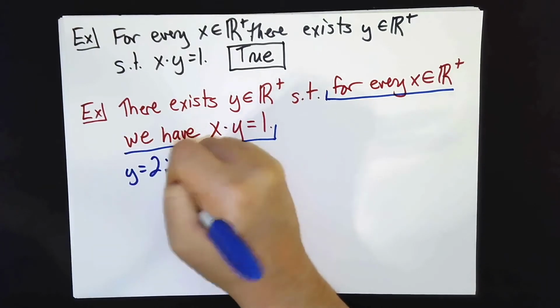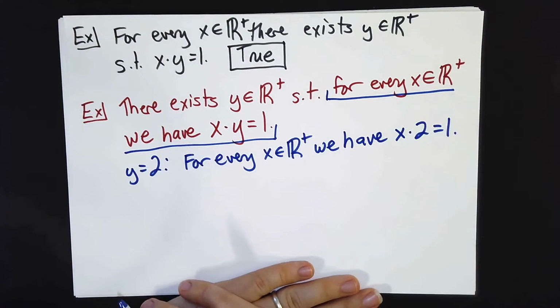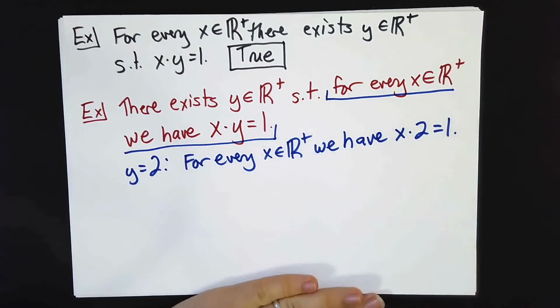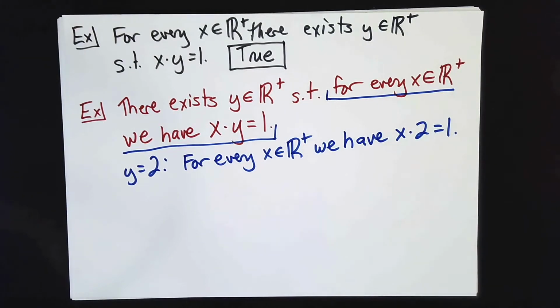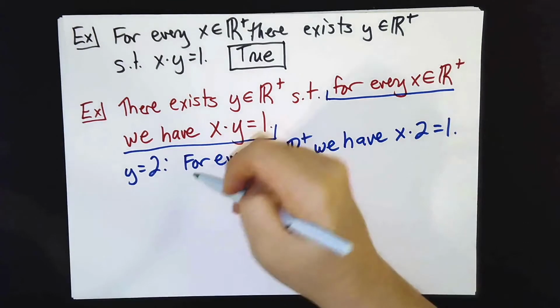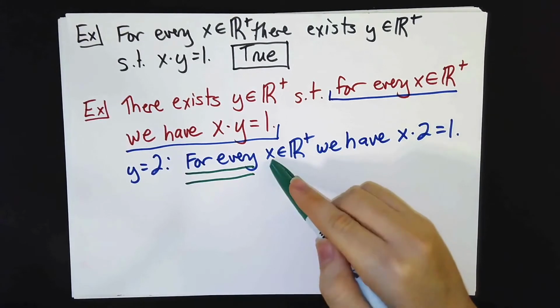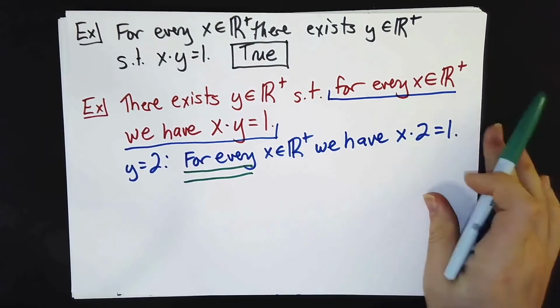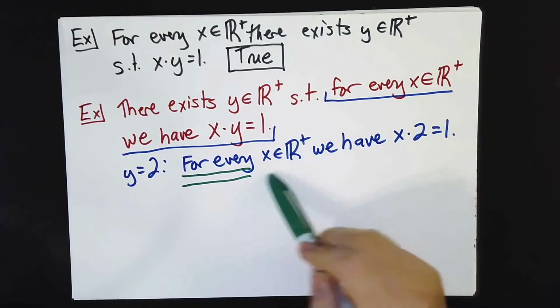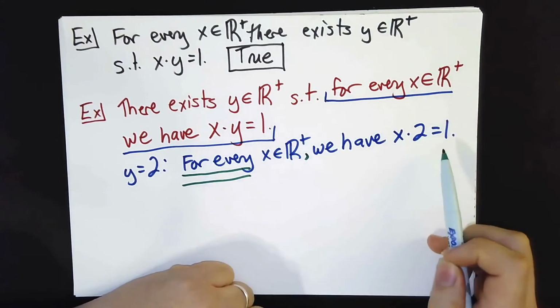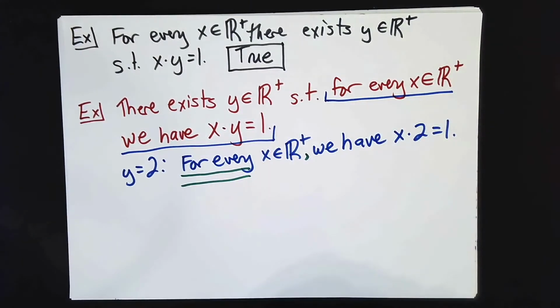So, for example, maybe that y is y equals 2. When y is 2, this blue underlined piece would become the statement, for every x in R+, we have x times 2 equals 1. Note, this is definitely not true. And it's not true because of this universal quantifier out front here. Although it is true that for x equals a half, this statement works out, for x equals 17, this statement works out terribly. And so as a result, this statement for y equals 2 doesn't work.